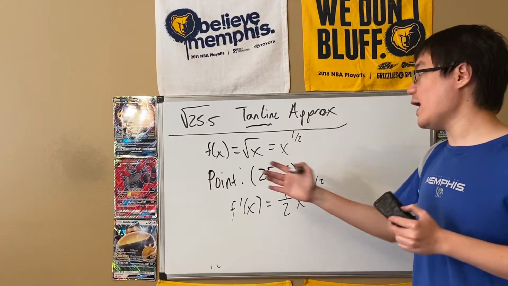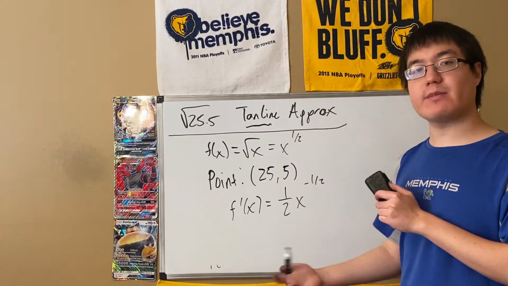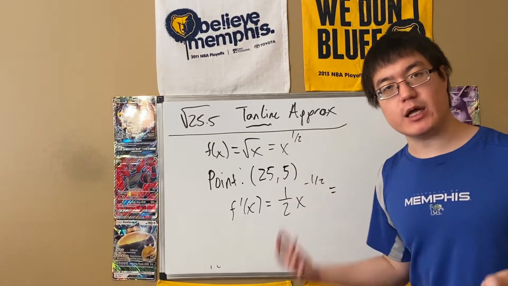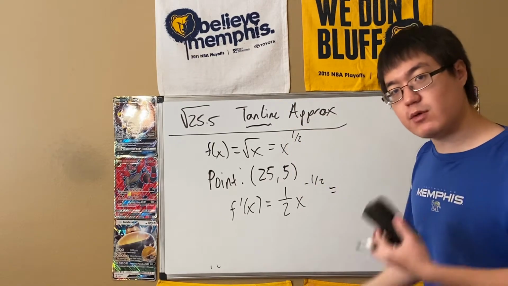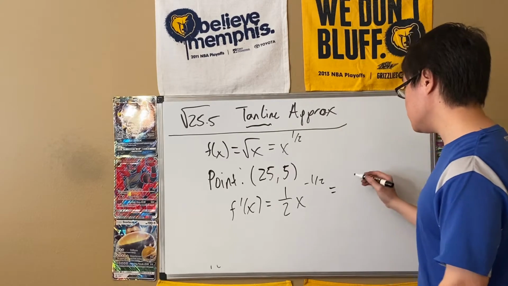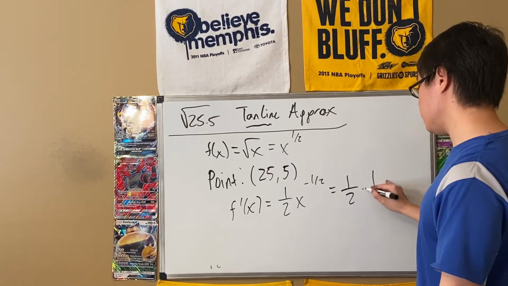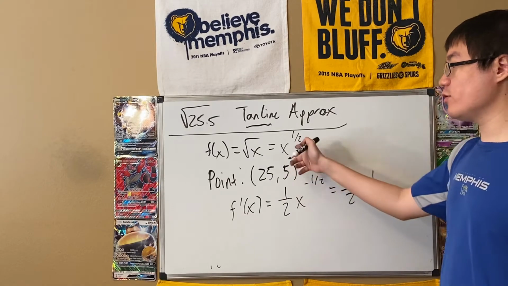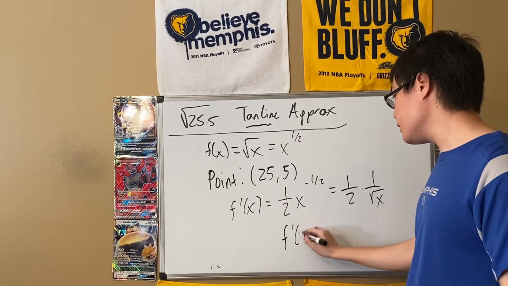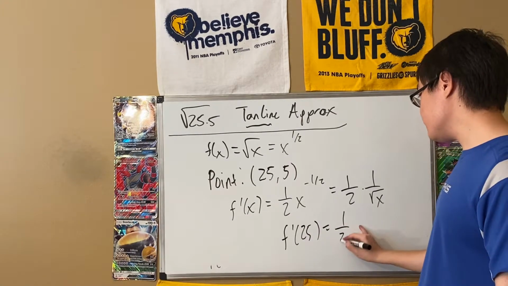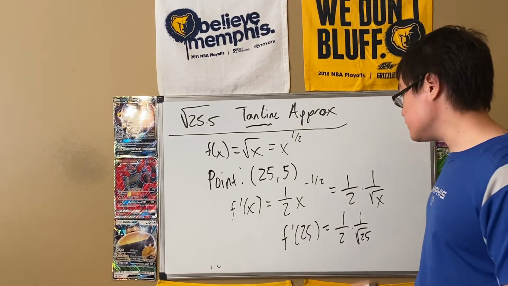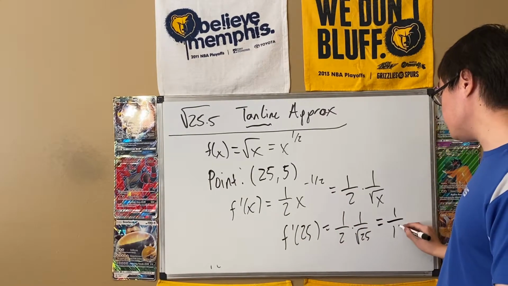Finally, I do want the slope at this point right here, so I'm going to plug in 25. We of course change things to fractional exponents in order to take the derivative more easily, but once we need to maneuver things algebraically, it's nice to rewrite it as a fraction. So it's going to be 1 over 2 times 1 over the square root of x. Finally, we're going to plug in this 25 to find an actual slope. So f prime of 25 looks like it's going to be 1/2 times 1 over the square root of 25. Square root of 25 is still 5, so this is going to be 1/2 times 1/5, which is 1/10.